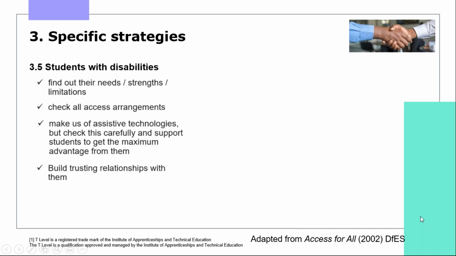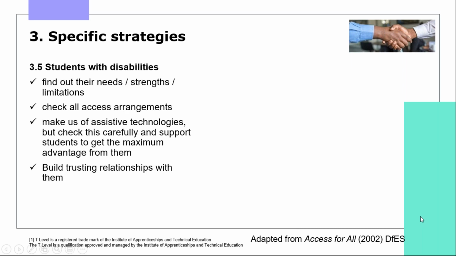Our next one is students with disabilities, and obviously that's a very generic term. There can be a massive range of disabilities. But same again, they're going to be working with children and young people, possibly with a range of disabilities. So it's making use of those assistive technologies, finding out individual needs, checking and overcoming, if you like, the access arrangements, sorry, and obviously building those trusting relationships with them.